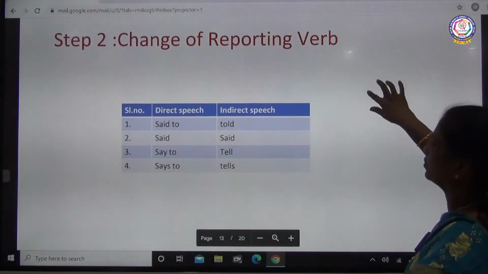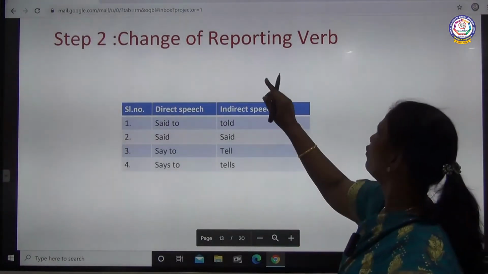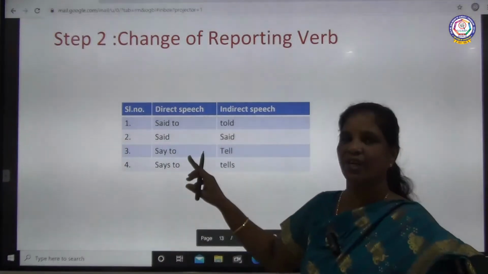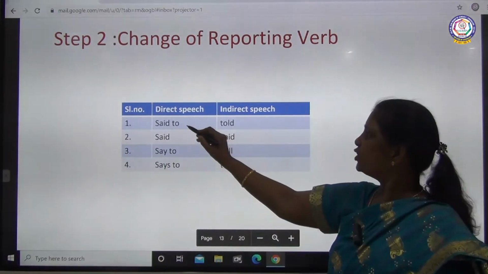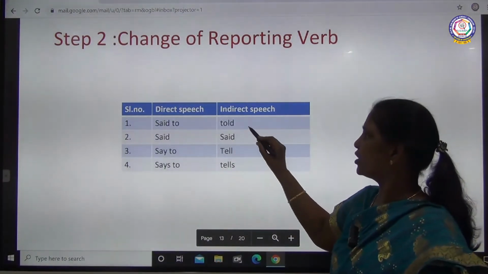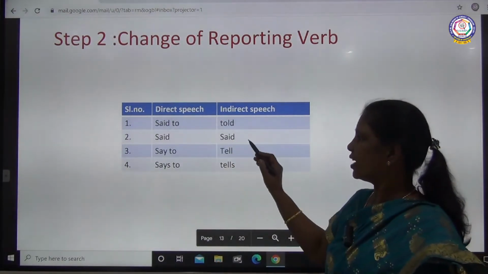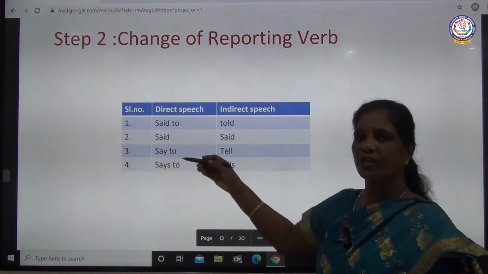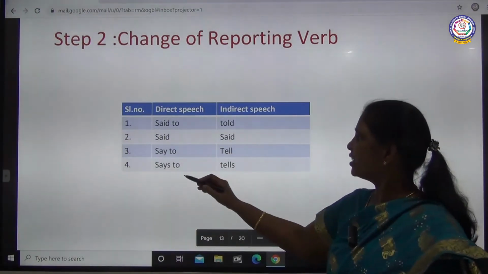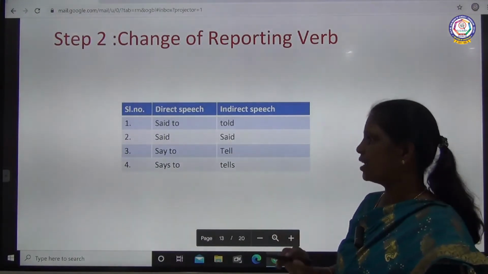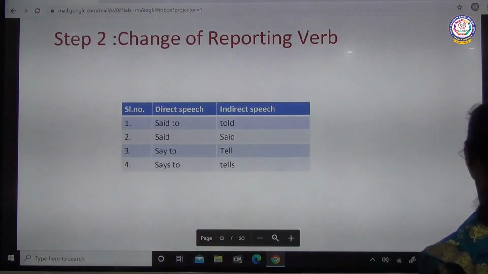Okay. So you will be having a change in the reporting verb. Said to will be changed into told, said will be said only, say to will be changed into tell, says to will be changed into tells. So only these changes are there.